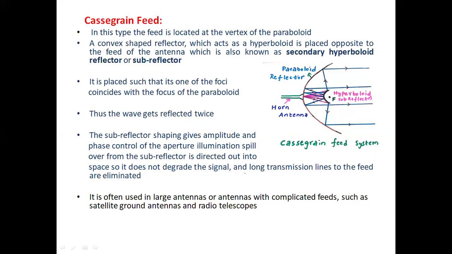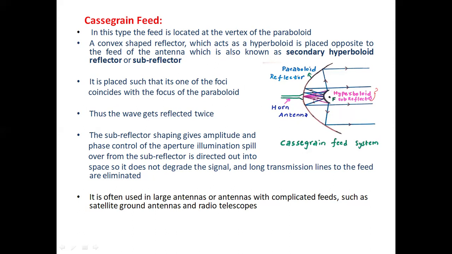The subreflector shaping gives amplitude and phase control of the aperture illumination. That means whatever shape we have used for this hyperboloid subreflector will decide the amplitude and phase that will occur outside of the aperture of the antenna. In this concept, again, we have a small disadvantage that we call the spillover effect. Also, however you use your small subreflector, some amount of aperture blockage will occur in this area, but that is a tolerable amount.